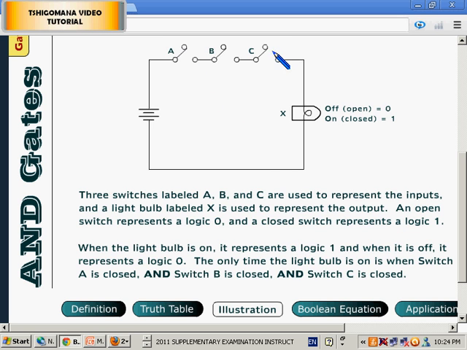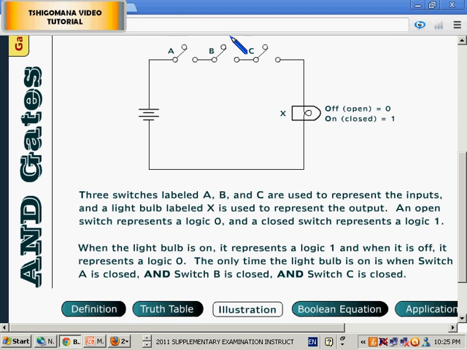All these switches are open. Now an open switch represents a logic 0. And a closed switch represents a logic 1. Is that clear with you? Now let me repeat. An open switch like this one represents the logic 0, and a closed switch represents a logic 1. Now when the light bulb is on, it represents a logic 1, and when it is off, it represents a logic 0.